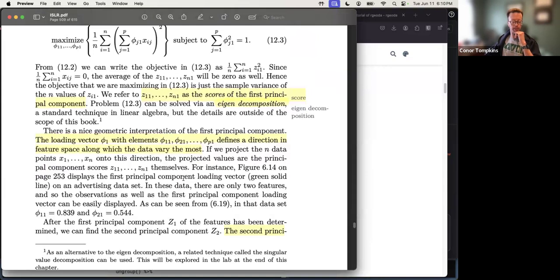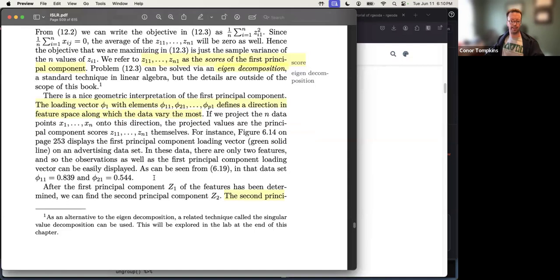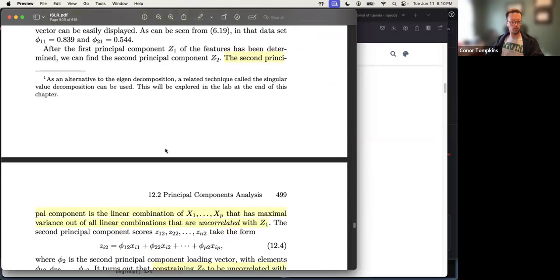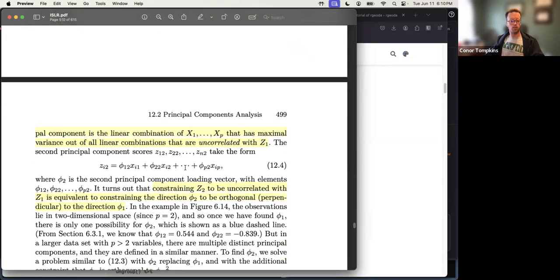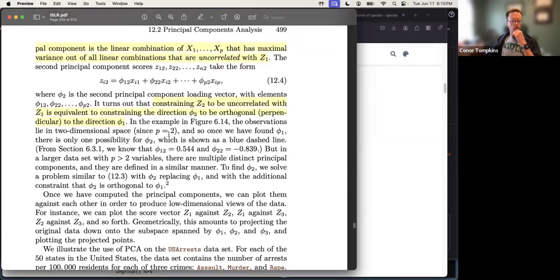Another big idea here is that the principal components are uncorrelated with each other. So even if the input data is highly correlated, the principal components that are calculated on those are not correlated with the other principal components. So they're orthogonal. And that's part of maximizing that variance.